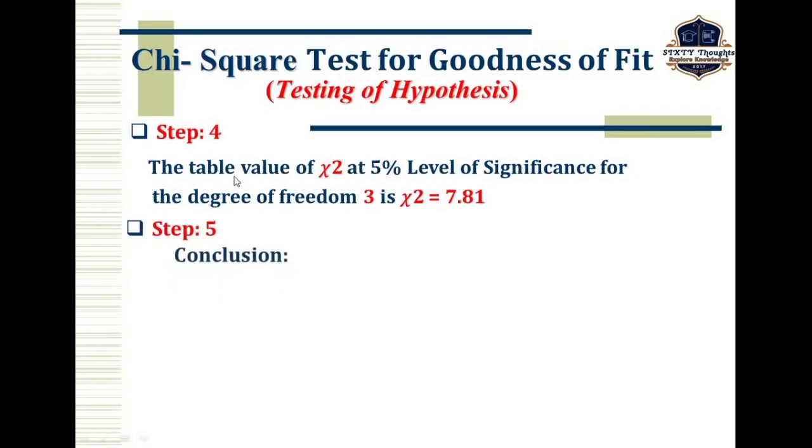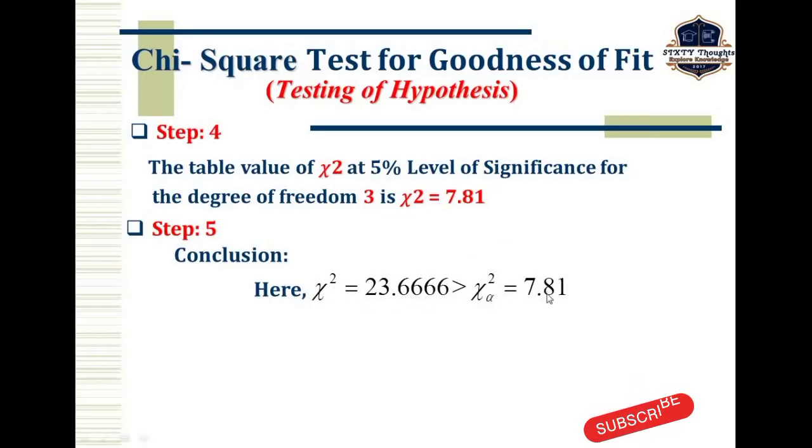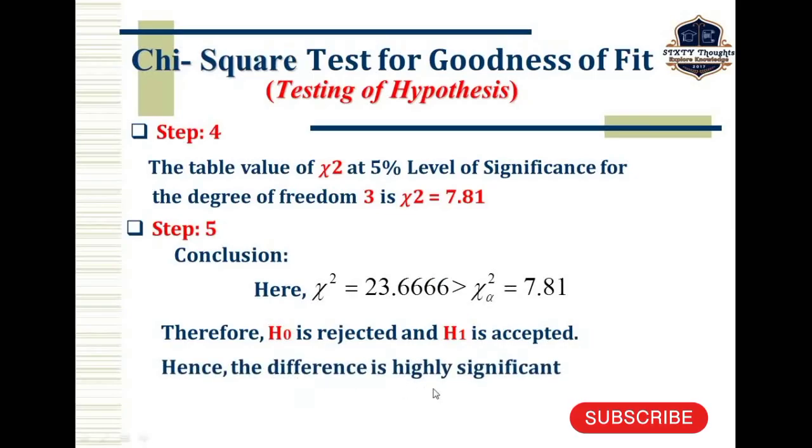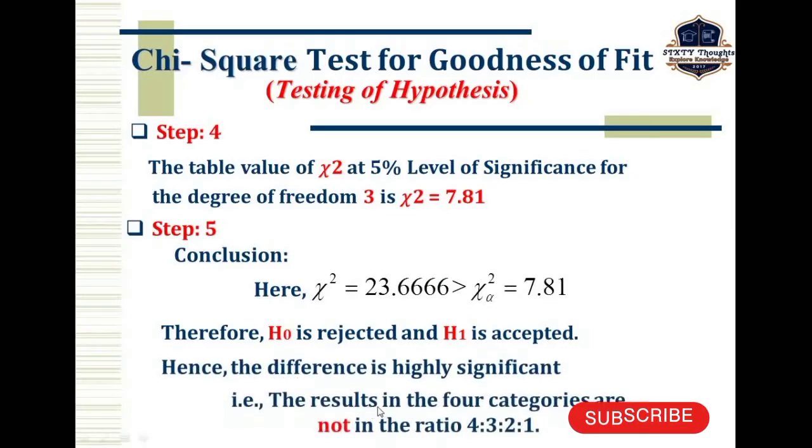Step number 5: we write the conclusion by using step number 3 and step number 4. Here the obtained value, chi-square equal to 23.6666, is strictly greater than the table value 7.81. Therefore H naught is rejected and H1 is accepted. Hence the difference is highly significant. That is, the results in the four categories are not in the ratio of 4:3:2:1. I hope you are enjoying the session. Thank you.